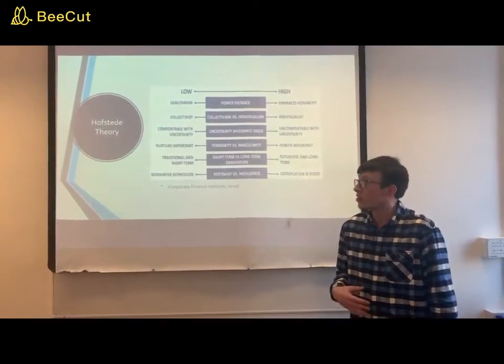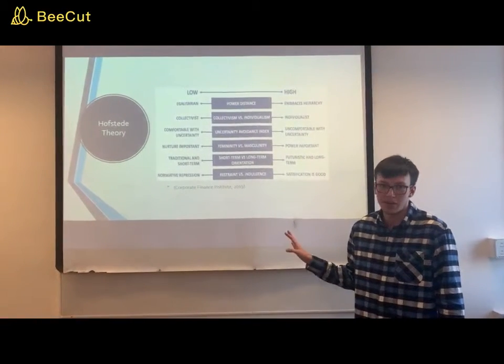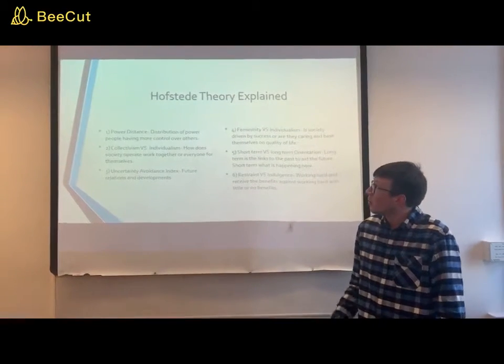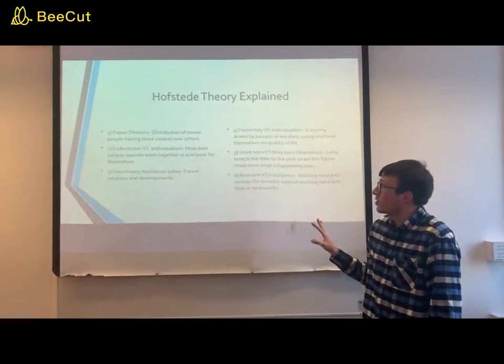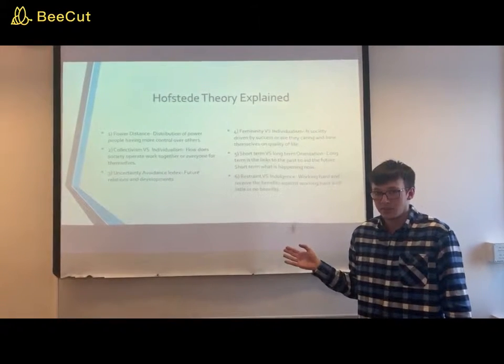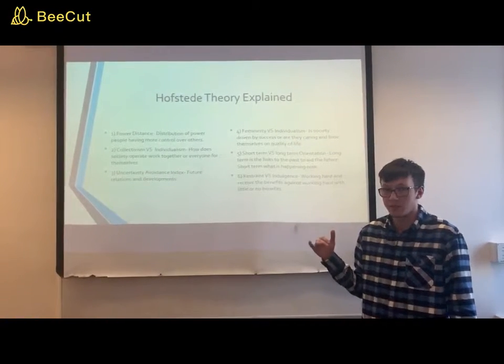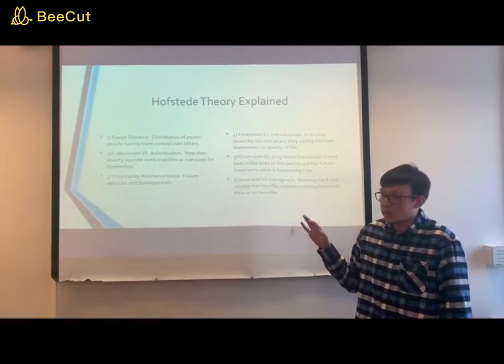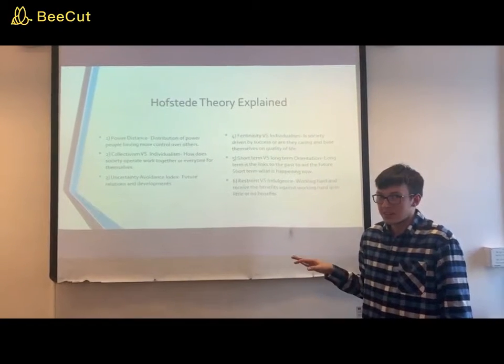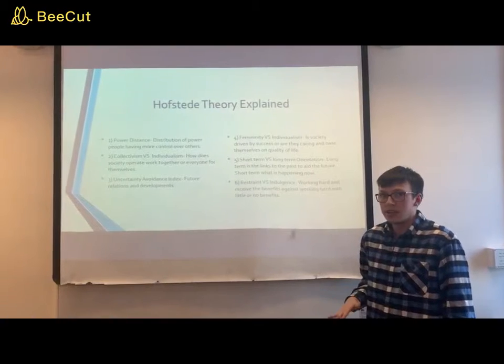Hi, I'm Daniel, and I'm going to be speaking to you today about the Hofstede theory. This consists of 6 parts. The first is power distance, which is where people have different power and different control within society, so that everyone's not actually equal.